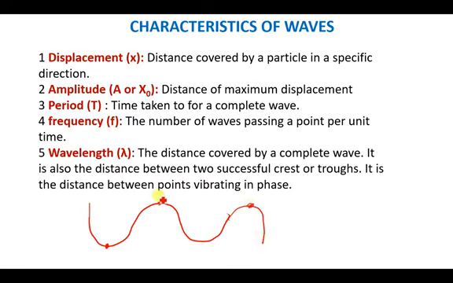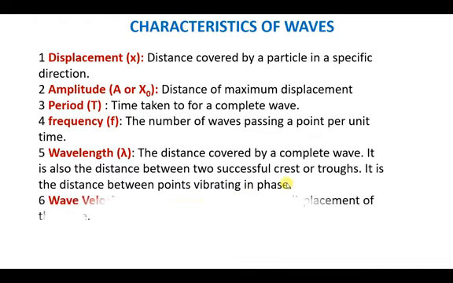So the distance between two crests, this one and that one, is what we call the wavelength, represented by lambda. So this distance here is called the wavelength. Alright, so let's quickly look at the wave velocity. This is just the rate of change of displacement of the wave.